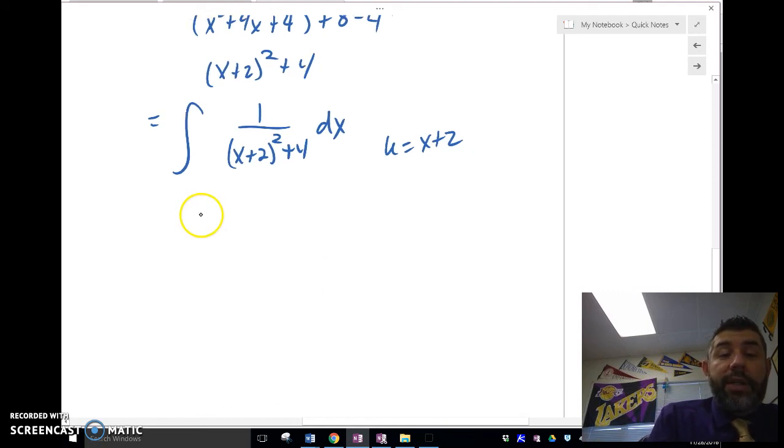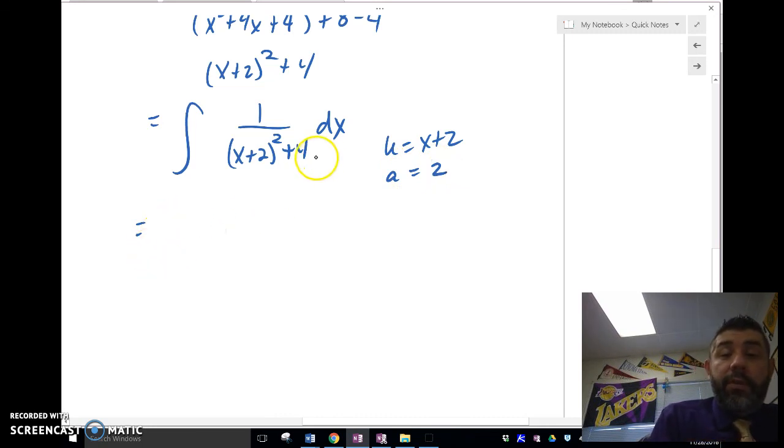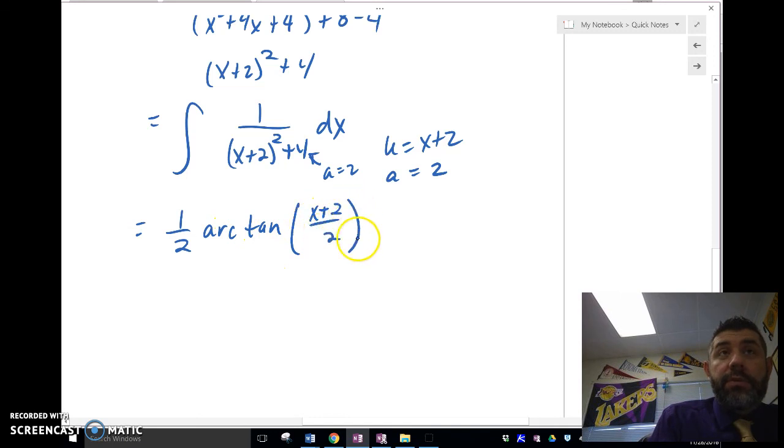So we really got an inverse tangent, arctangent. So the integral of this is arctan. Oh, well, hold on. A is equal to 2. Forgot to put that there. A is equal to 2, right? I get that from here. So I'm going to get 1/2 arctan of (x plus 2) over 2 plus c. All right, there's my answer.